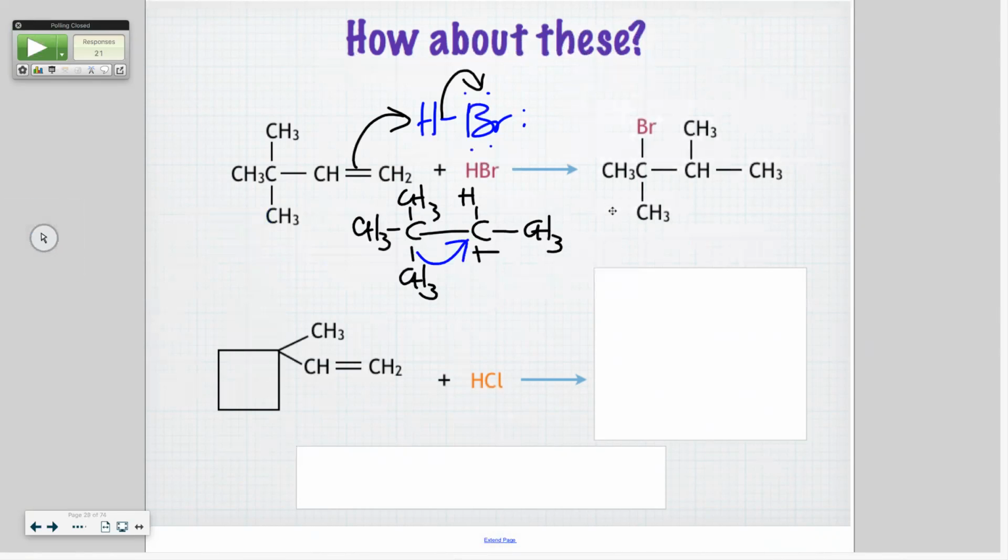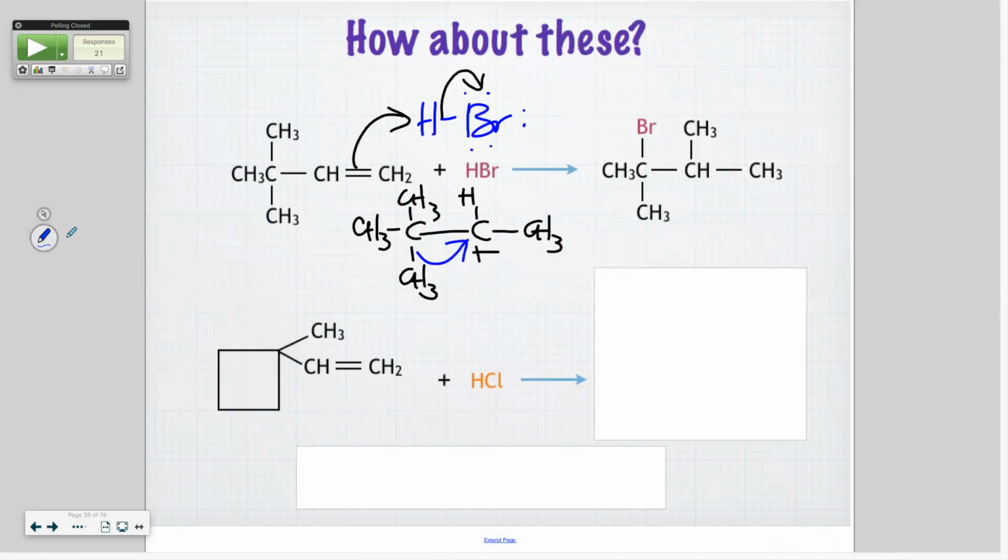What do you think happens on the bottom? Okay, and I didn't ask you, but how do you know that the top one is Markovnikov? There are no peroxides, that's right. How about the bottom one? Is this one Markovnikov or anti-Markovnikov? Markovnikov, because it's HCl, it's always Markovnikov.